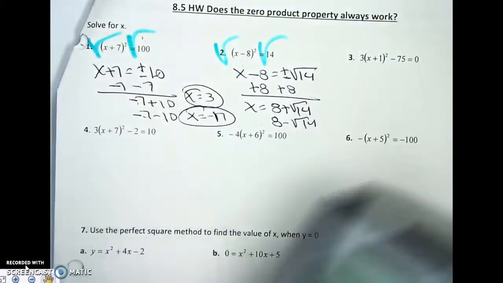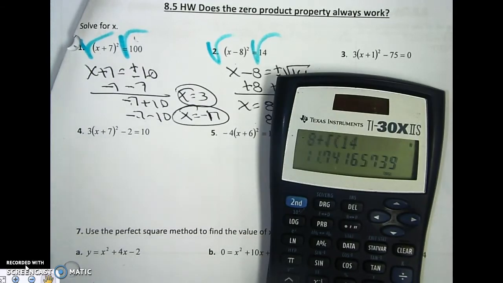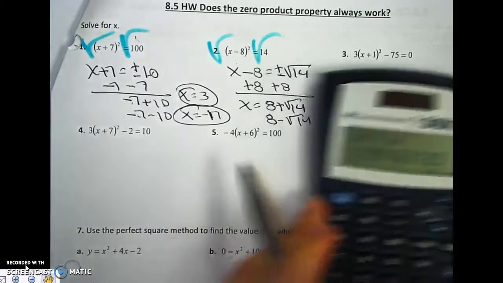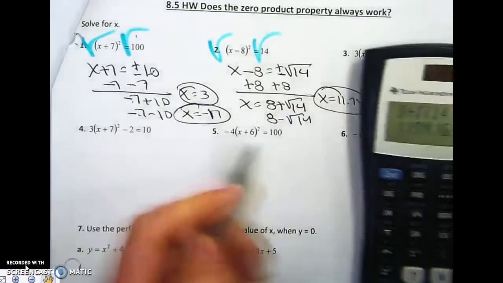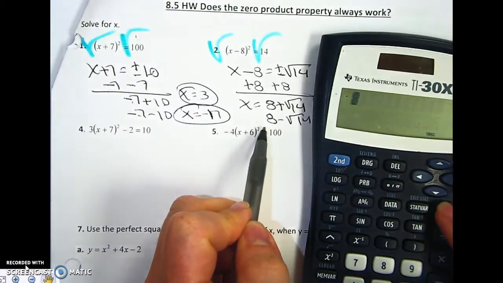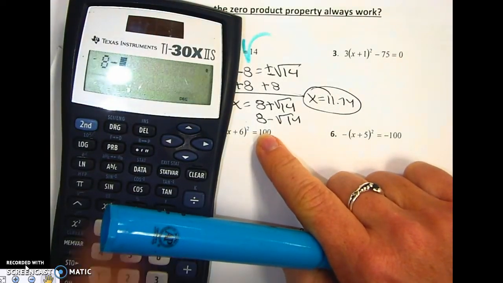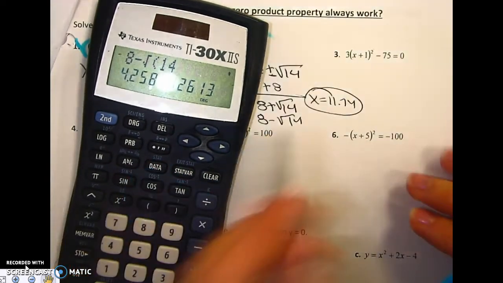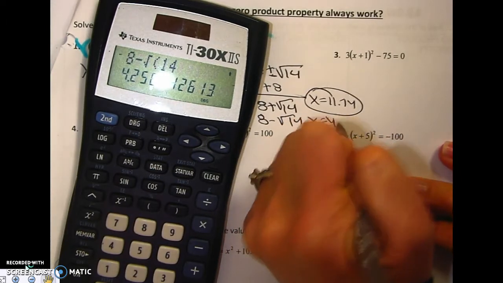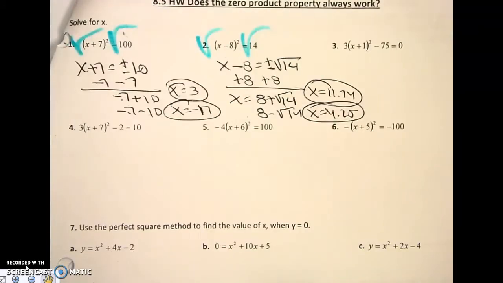So what you're going to do in your calculator is you're going to go 8 plus the square root of 14, press enter, and you get 11.74. Then you're going to clear it up, and now you're going to go, let me move this over here, 8 minus the square root of 14, and you get 4.25. Okay? Let's go to this next one.